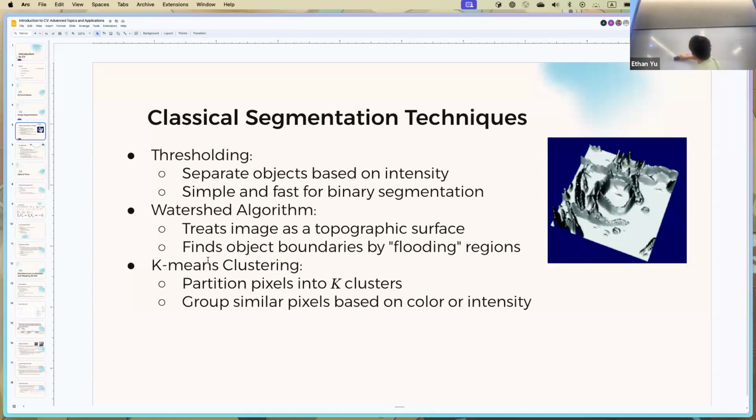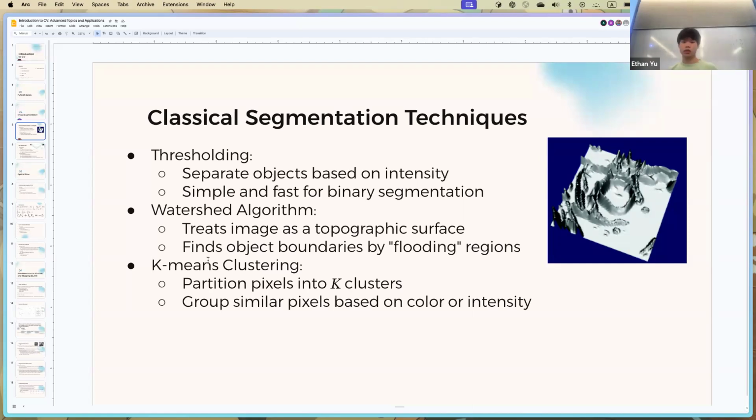To show this, let's say we have this topological map and it goes further up here. We start adding water here, and then here and here, right? And then at this point exactly, these two things meet. So we consider this an edge to segment off. And it's called a watershed algorithm because, I don't know, it's like watershedding.